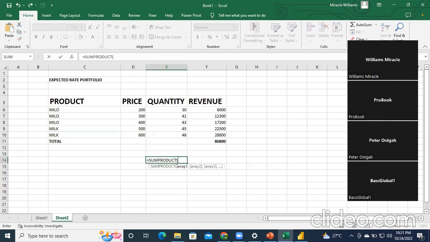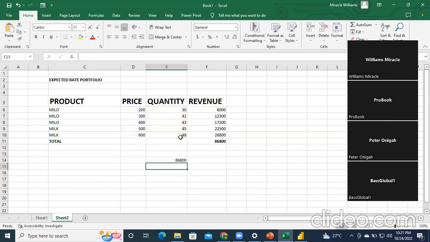I can rather come over here and say equal to sum product. You can see it, sum product. All I have to do is array one, you can see array one. After saying my sum product, the array one is my price, so I'm going to copy my price. Then I multiply it with my array 2, which is this, and I say bracket close and enter. So you can see it gives me the same total as 86,800.